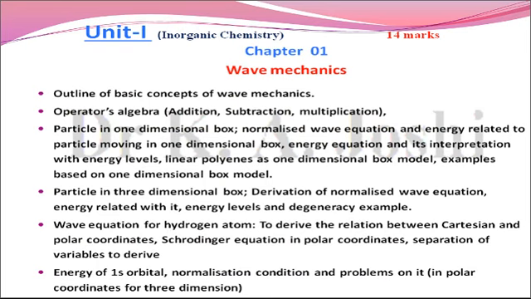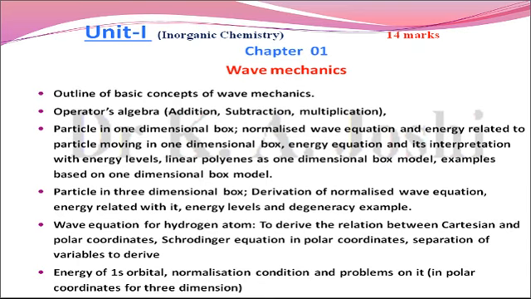The following points we will cover in this chapter: outline of basic concepts of wave mechanics, operators, algebra, particle in a one dimensional box, normalized wave equation, and energy related to a particle moving in a one dimensional box, energy equation and its interpretation with energy levels, linear polyenes as one dimensional box model, examples based on the one dimensional box model, particle in a three dimensional box, derivation of normalized wave function, energy related with it, energy levels, and degeneracy example.